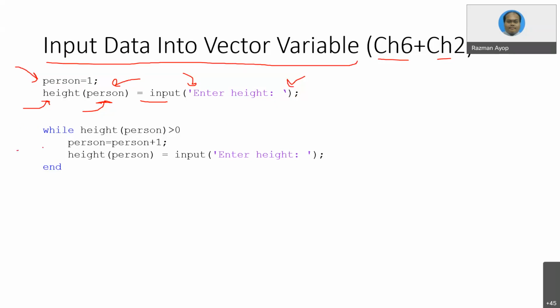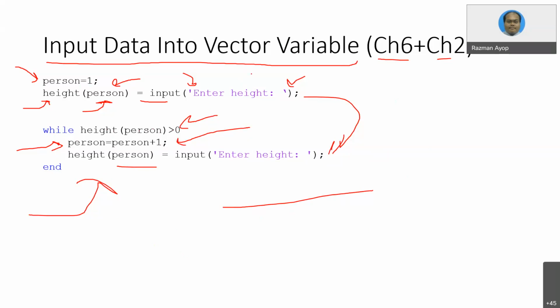Here you can see the number is increasing, because you start with 1, then you have to go to 2. Person equals person plus 1, and then height of person, you just copy back here, while height is more than 0. If the height is less than 0, it means that you finished inserting the numbers. Make sure you understand how to input data into a vector variable. Try to understand this code, try to apply it, and try to look at MATLAB to see how it works.